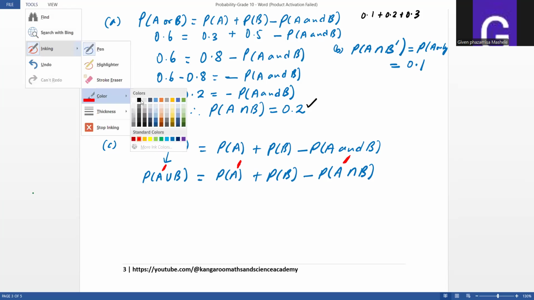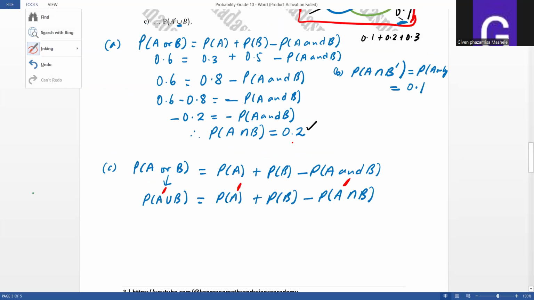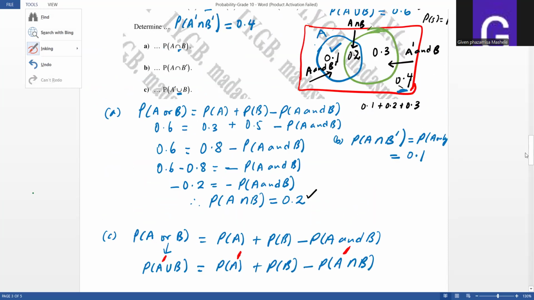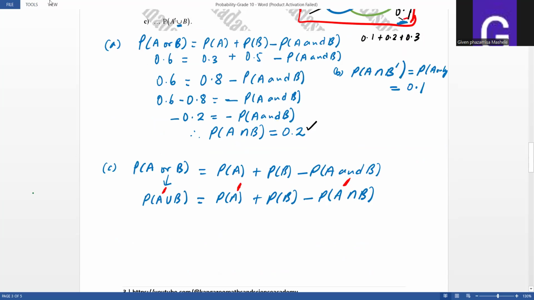Not A or B. Actually from our Venn diagram, we can just say the not A or B, we're restricting A only. So it's 0.2 plus 0.3 plus 0.4, the neither. But now I wanted to show you in full. So we can say, okay, fine.